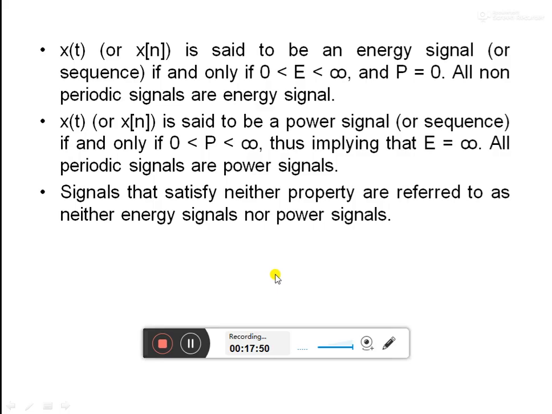Similarly, a signal x of t or x of n is said to be a power signal if and only if the power value is finite, that is, if it ranges between 0 and infinity, and the energy E is always infinite. So all periodic signals are said to be power signals. The signals that don't satisfy either of the conditions are said to be neither energy signals nor power signals.